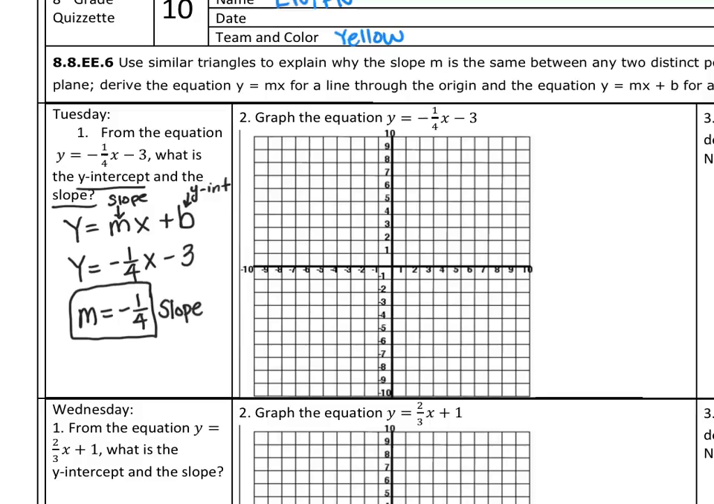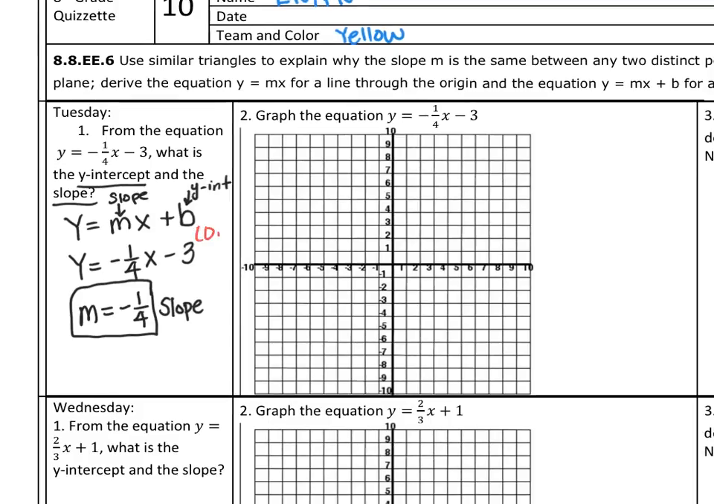Now my y-intercept, I always write my y-intercept as a point. So 0, comma, whatever this number is. And in this case, it's not just 3, it's negative 3. So my y-intercept is 0, comma, negative 3.